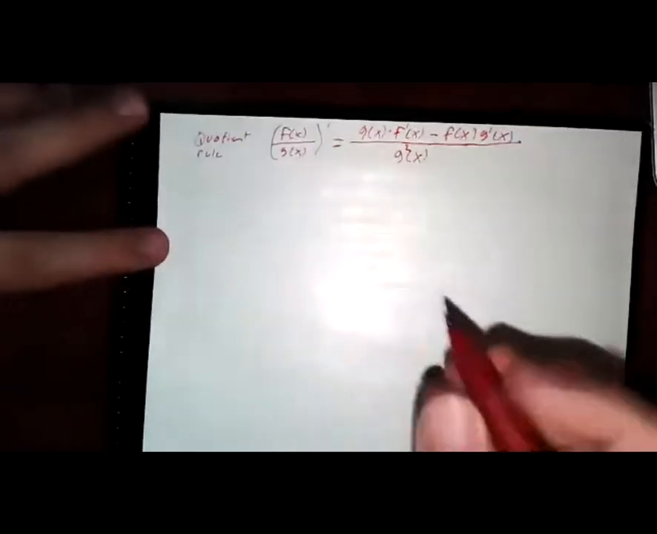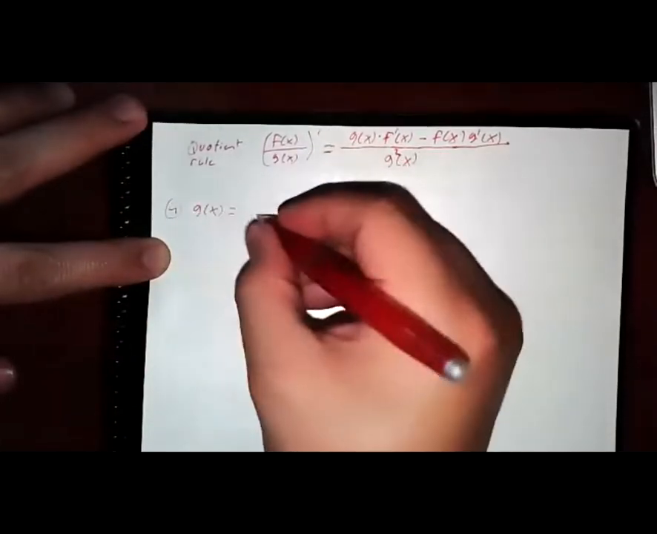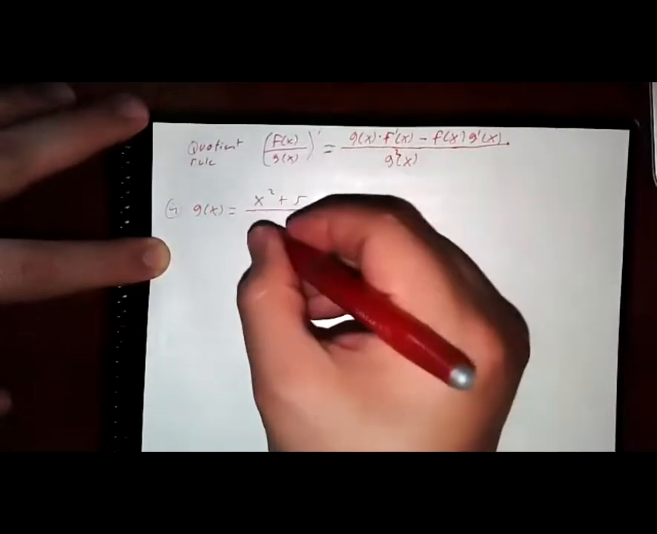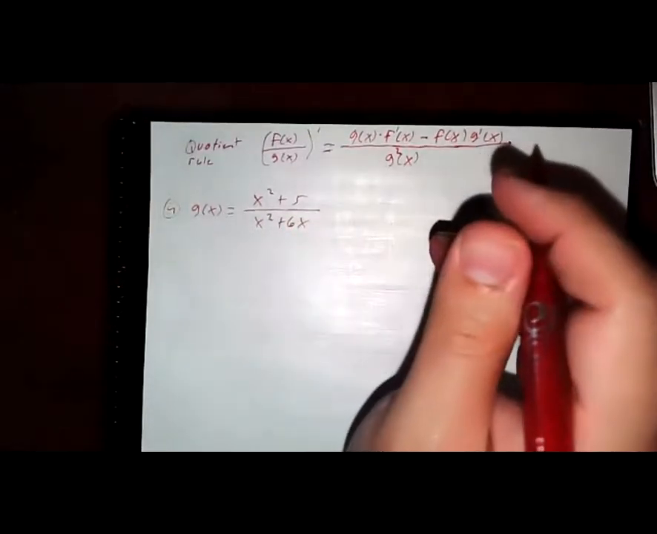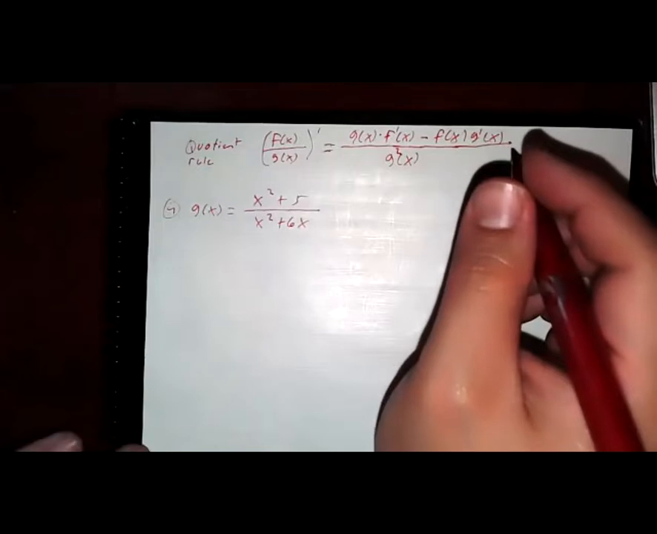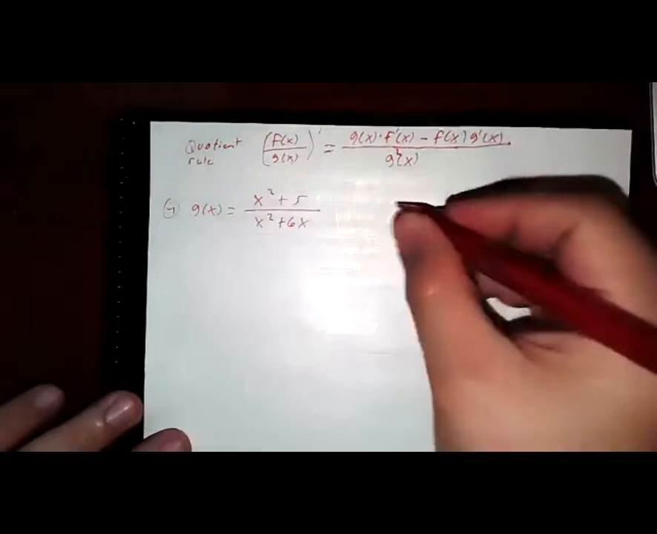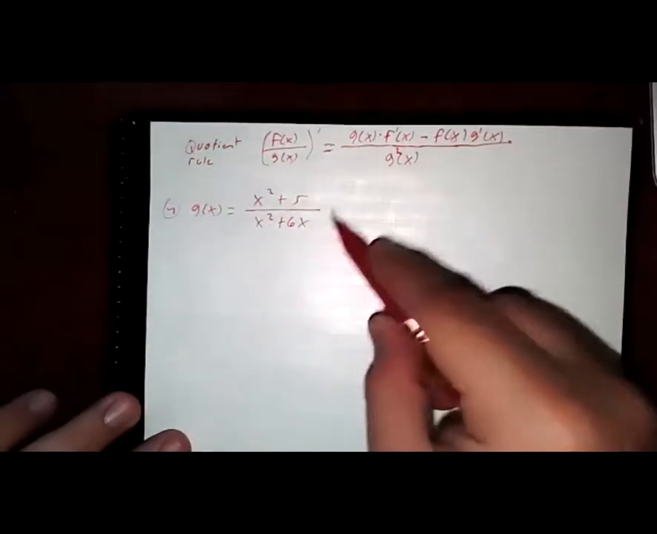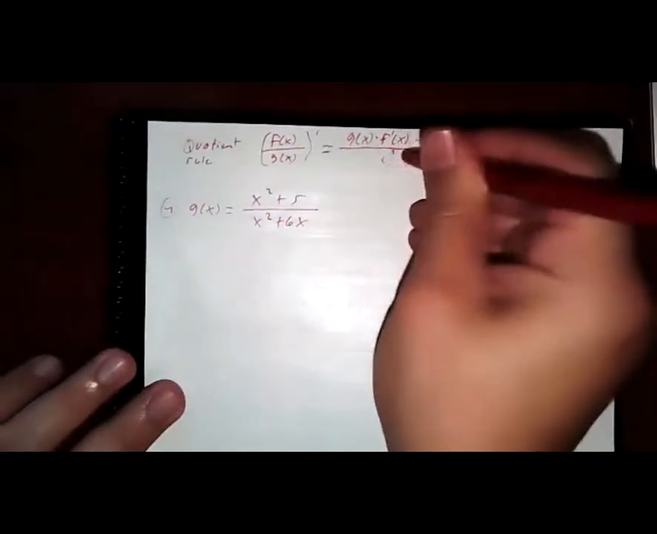All right. So number 9. g of x is equal to x squared plus 5 over x squared plus 6x. All right. Is that a squared under the denominator? Yeah, x squared plus 6x. In the quotient rule, I kind of forgot. Oh, in here, yeah. That should be g squared. Okay.